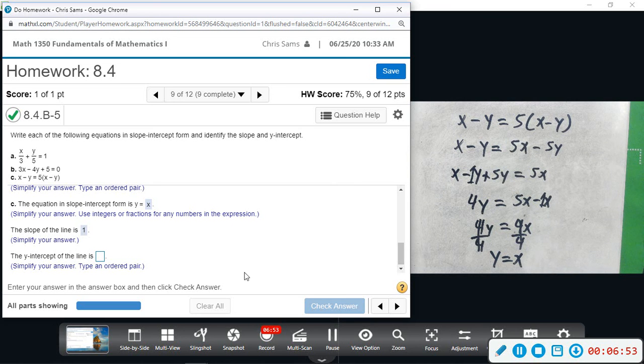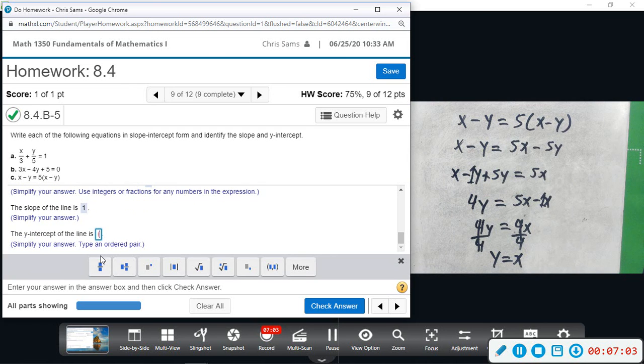Okay. So having an x there and no number showing is understood to be a 1. But if there was no x, it would be 0. There's no number here, so it is 0. An ordered pair, the x is always 0 for the y-intercept, and the y is 0 as well this time.